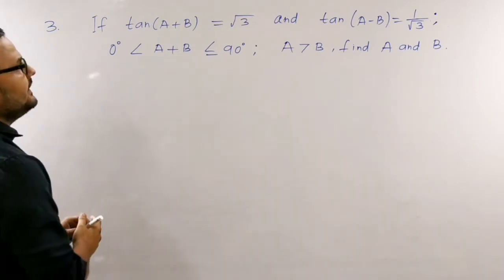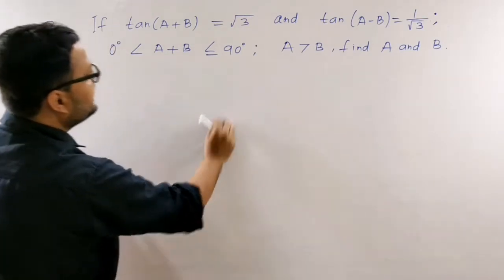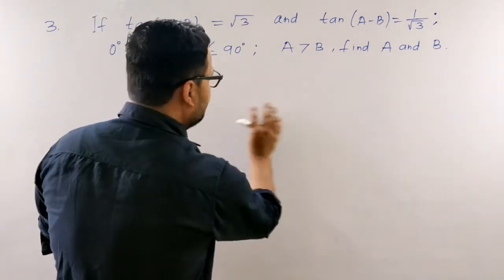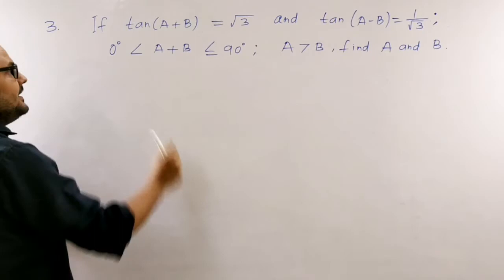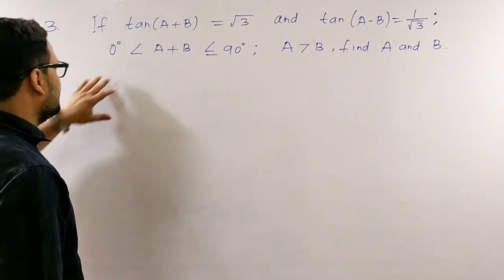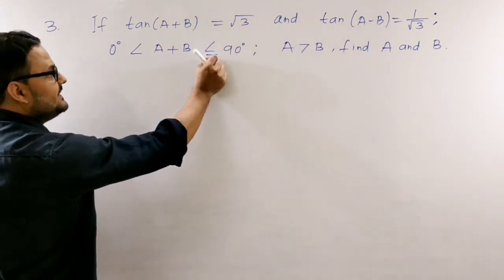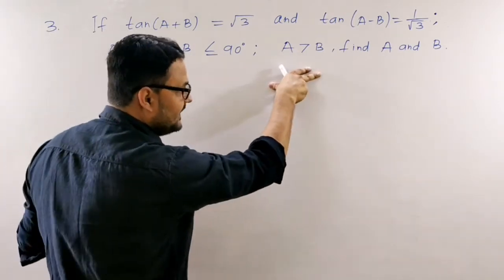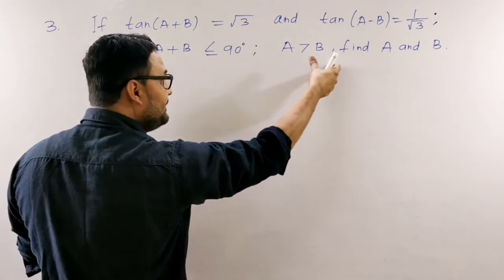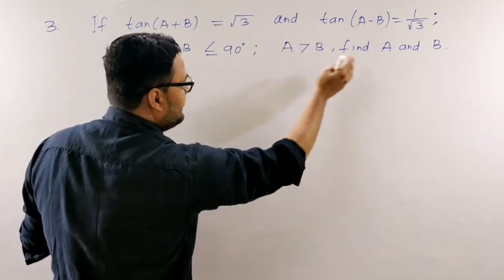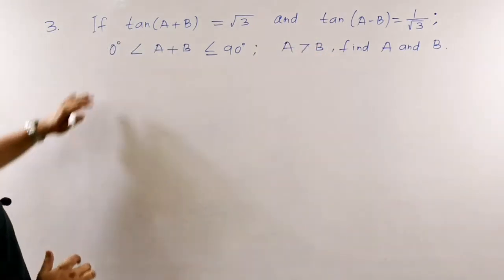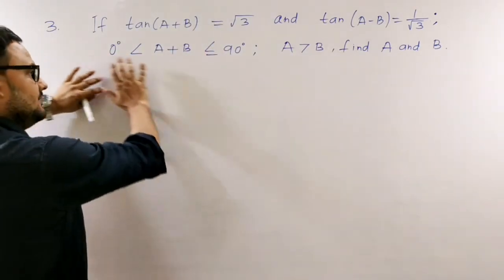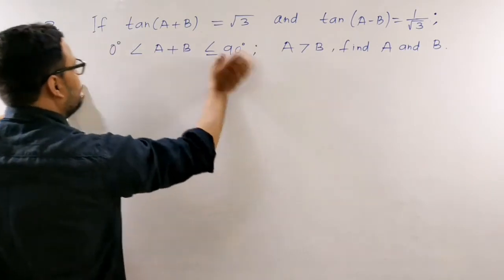Question number 3. It says if tan(A plus B) equals root 3 and tan(A minus B) equals 1 by root 3, and A plus B is greater than 0 and A plus B is less than or equal to 90, and one more condition, A should be greater than B, then we have to find A and B. So that second step will confuse you. First, don't think about that.